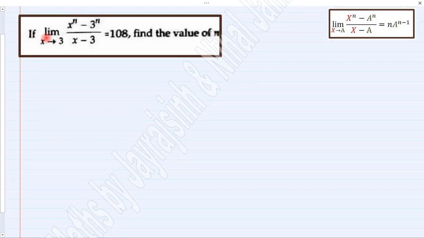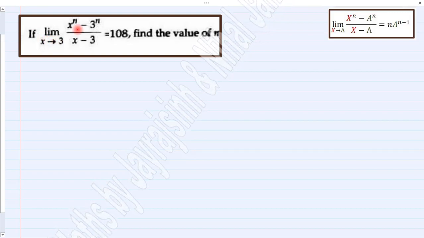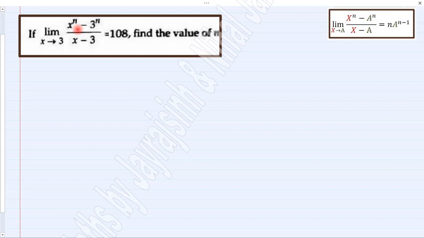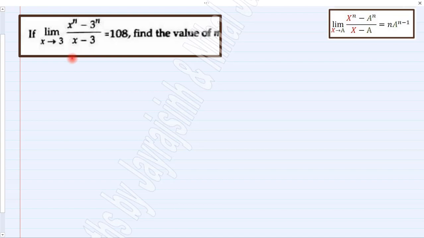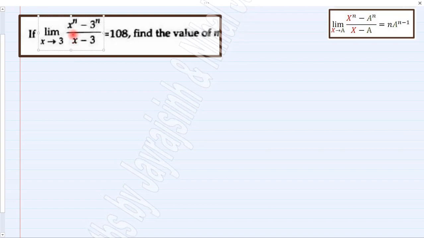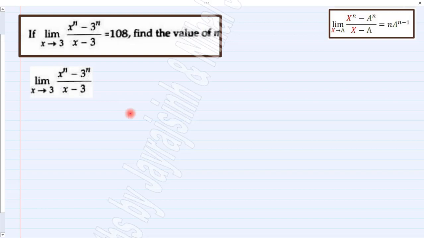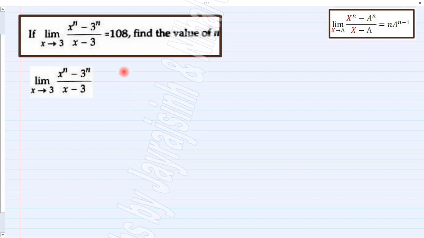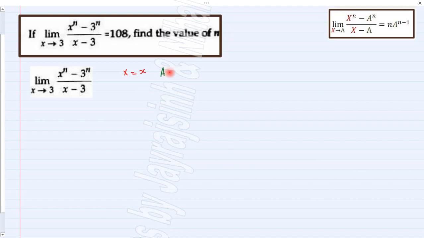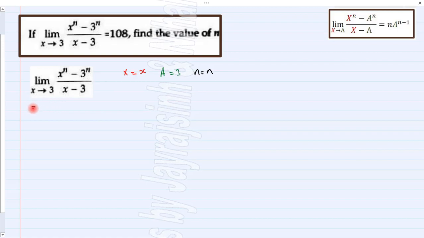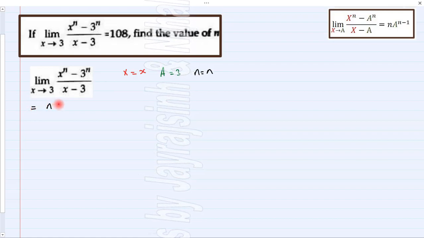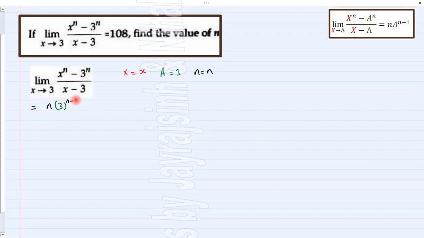In this question, we have limit x tends to 3, (x raised to n minus 3 raised to n) upon (x minus 3) is equal to 108, and we have to find the value of n. So, first of all, let's simplify our limit, which is x tends to 3, (x raised to n minus 3 raised to n) upon (x minus 3). If we compare with the standard form, we will get capital X is equal to x, capital A is equal to 3, and your n is n. So your left hand side will become n into 3 raised to n minus 1.